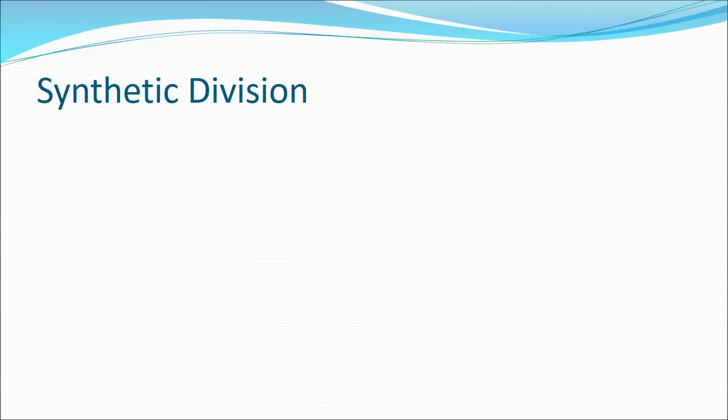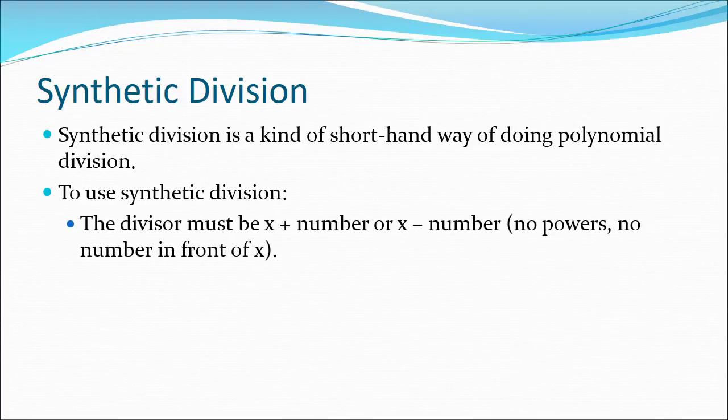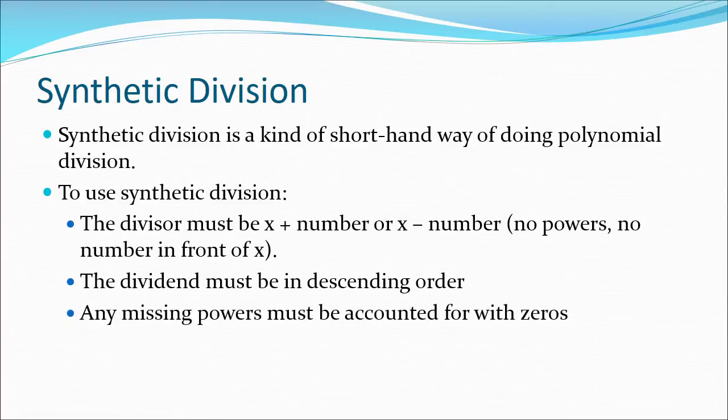Now we're also going to talk about synthetic division, and we did synthetic division last year. It is a shorthand way of doing polynomial division. To use synthetic division, first of all, the divisor must be x plus a number or x minus a number. There can be no powers and there can be no number in front of the x. The dividend itself must be in descending order. Of course, that needs to be true no matter what type of division you're doing. And again, any missing powers must be accounted for with zeros. That's really only going to apply to the dividend.